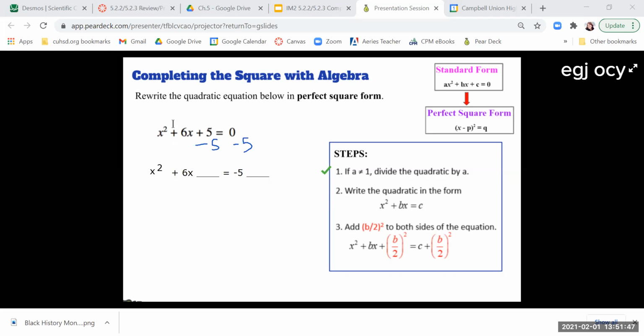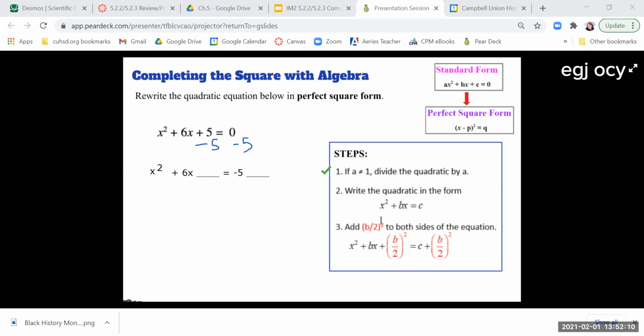So here I have x squared plus 6x. I just subtracted the 5. So now the -5 is over on the right. And I need to figure out what to put in that blank so that I have a perfect square on the left-hand side. So we know from our previous problems with the same equation that the missing number would be a 9. But how we find that algebraically is with this little formula.